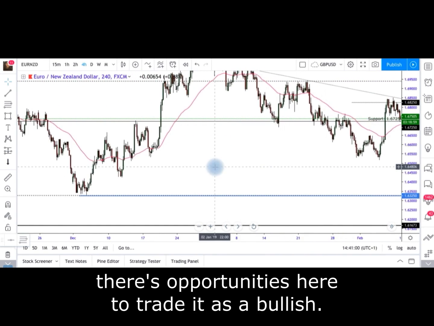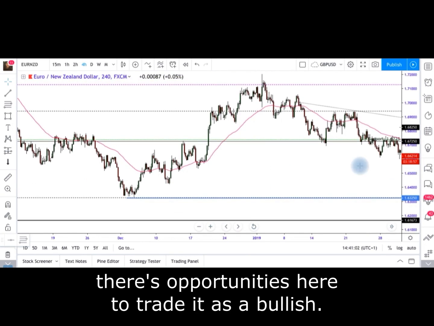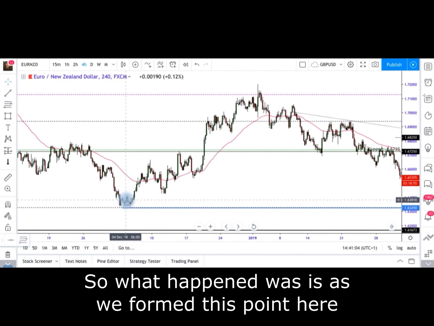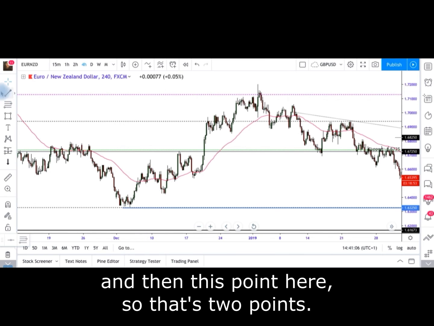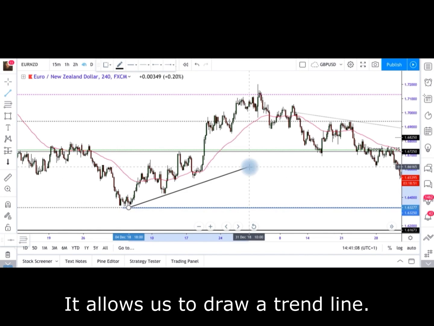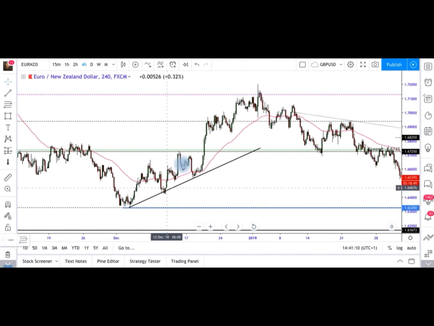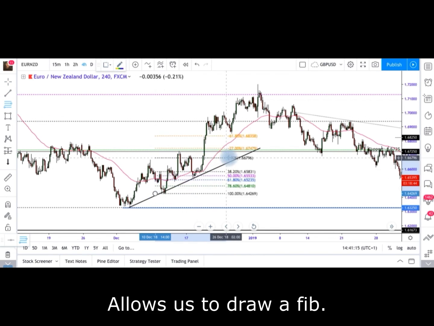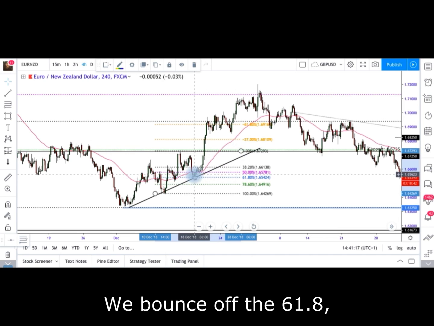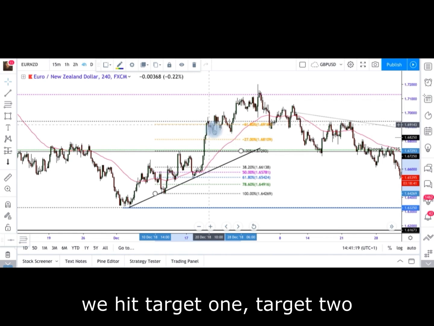There's opportunities here to trade it as a bullish. So what happened was we formed this point here and then this point here, so that's 2 points. Allows us to draw a trend line. Price stops from here to here. Allows us to draw a fib. We bounce off the 618, we hit target 1, target 2.